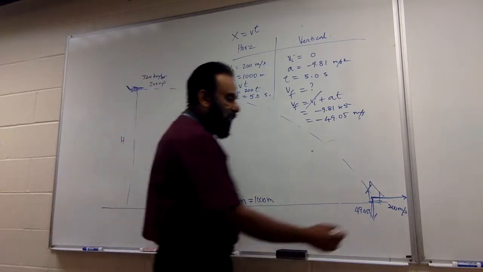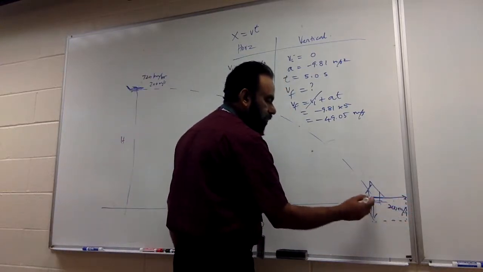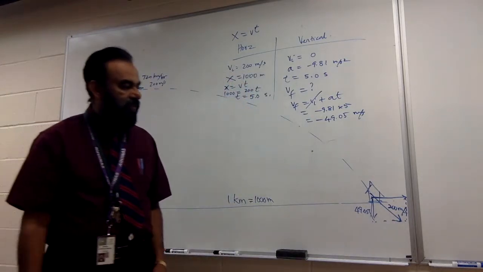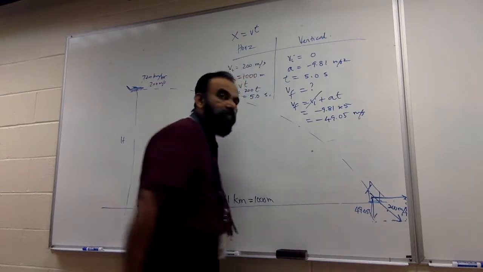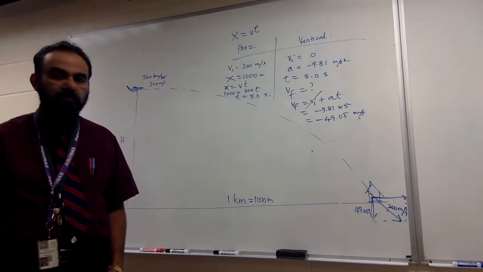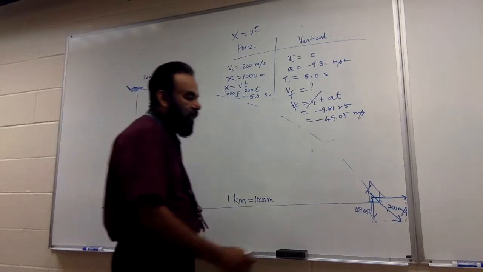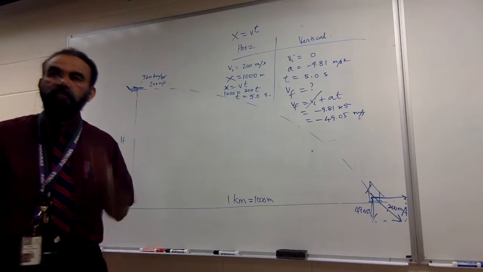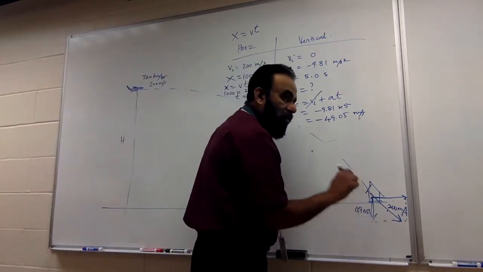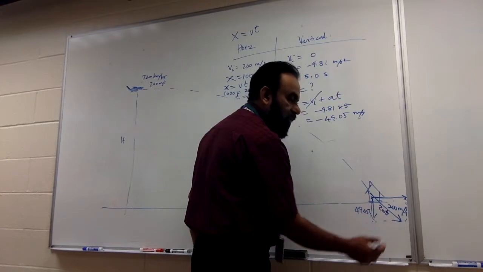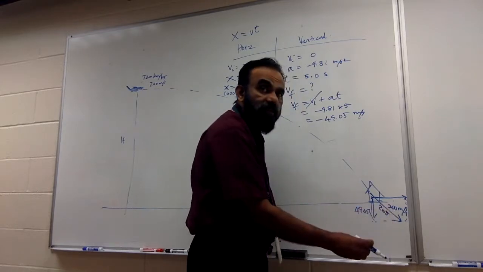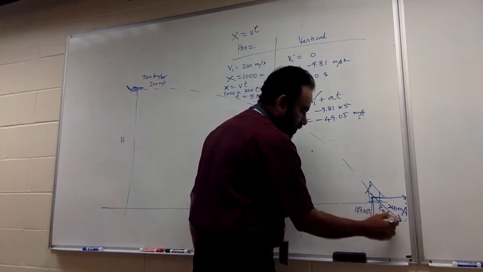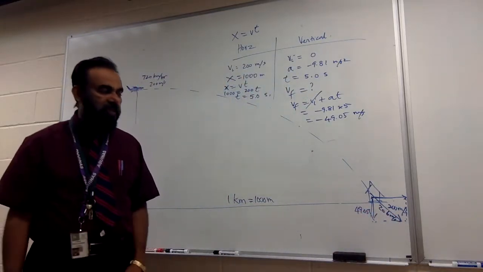So you have to find the resultant of these two, and the resultant is the diagonal. So what is the actual resultant? It's the square root of 200 squared plus 49.05 squared, which is 205.19. So it's landing on the target at 206 meters per second.